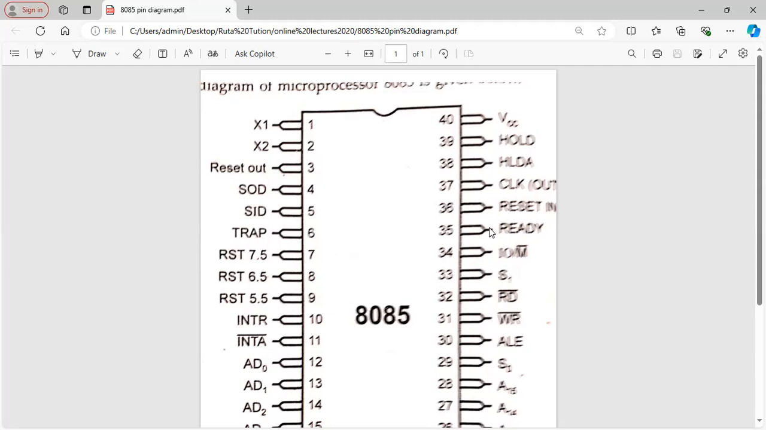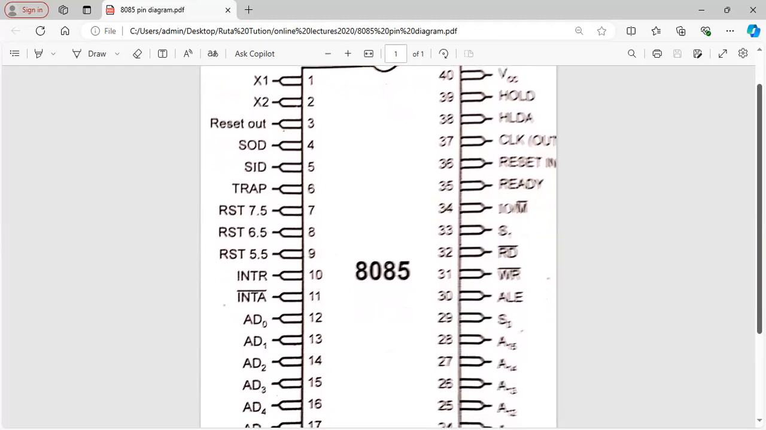Then the ready signal is an input signal. External devices like a printer have slower speed. So when they are ready to send the data or accept the data, they send the ready signal to the microprocessor, and then the microprocessor will send the data or accept the data from them.